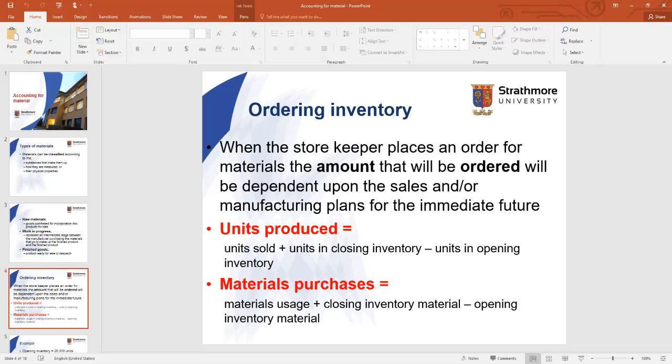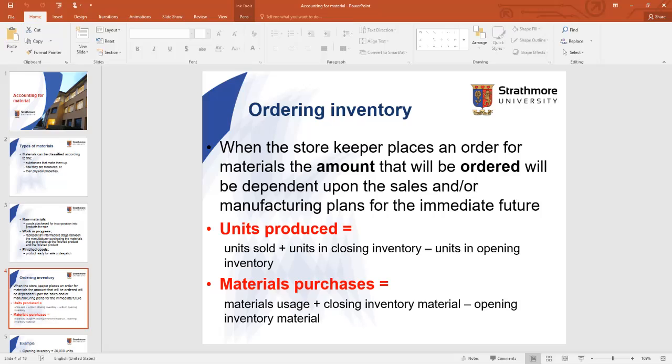Therefore, how much material must I buy this month, assuming that I have an opening stock of material? So you must work backward and determine how much material I must be purchasing for this particular time period, if, for example, you don't want to have excessive stock at hand.